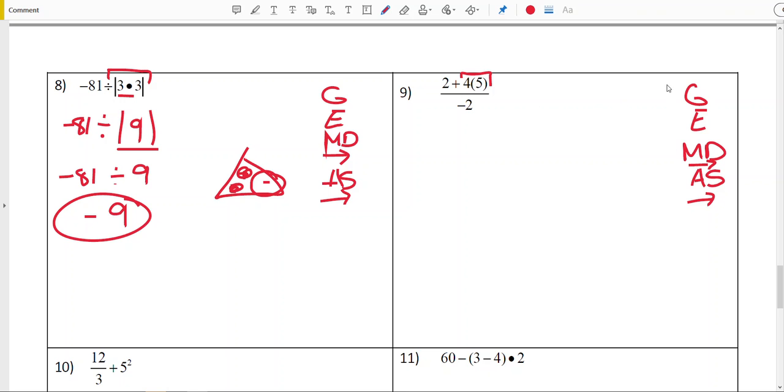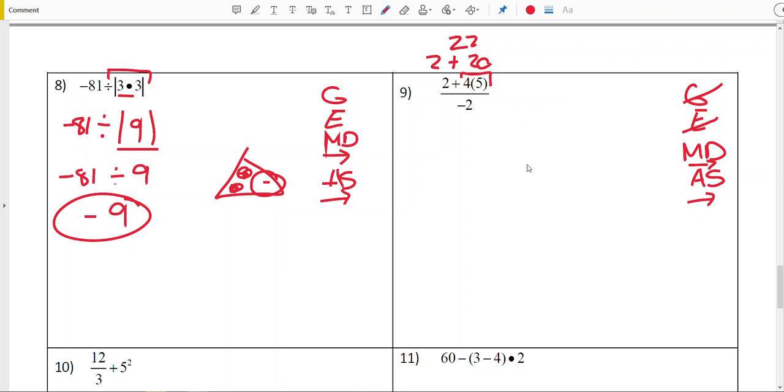So I don't have any groupings up top. That single number in a grouping is a fake out. I don't have any exponents. I do have that multiplication division. So I'm going to do 4 times 5, which gives me 20. And then you can see I have the 2 plus 20. Up top, 2 plus 20 would give me 22.